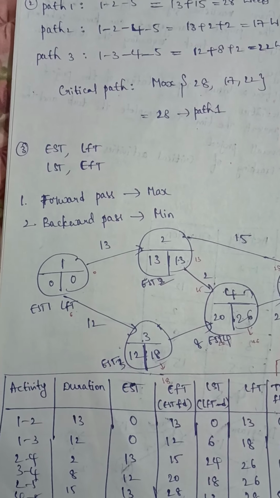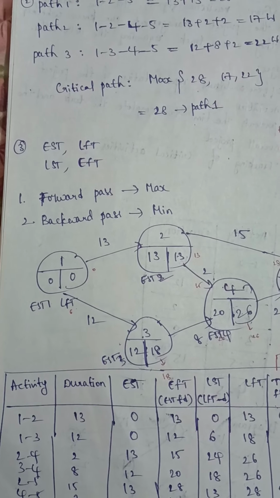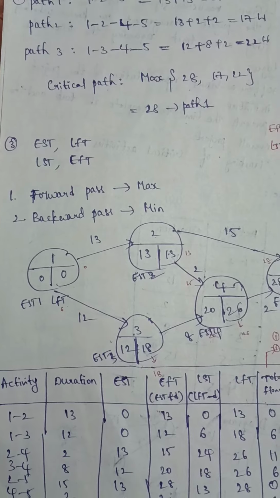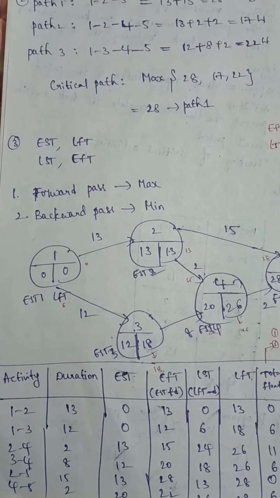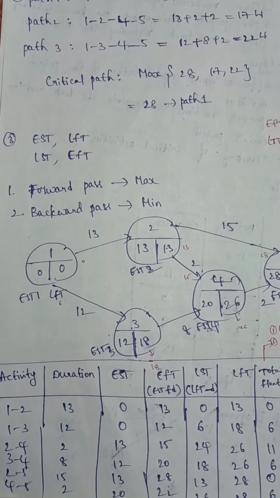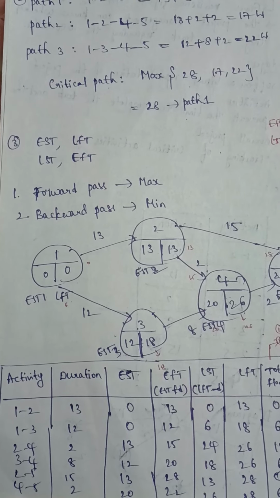The 4 parameters are earliest start time, latest finish time, latest start time and earliest finish time. In this we are going to use the forward pass and backward pass. For the forward pass we consider the maximum value, and for the backward pass we consider the minimum value. For the activity network diagram, we have to take two parts, that is EST and LFT. For each and every node we have to give the EST1 and LFT1.